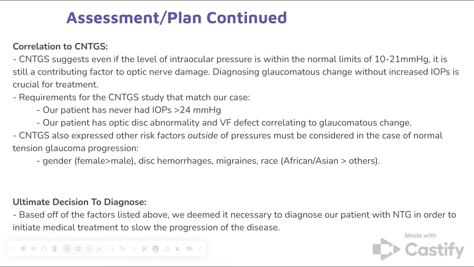Our study also expressed the importance of other risk factors outside of pressures, like gender, disc abnormalities, migraines, and race. Ultimately, we made our decision to diagnose low tension glaucoma based off of the factors listed above and the results of our study. We deemed it necessary to begin medical treatment to slow the progression of the disease.